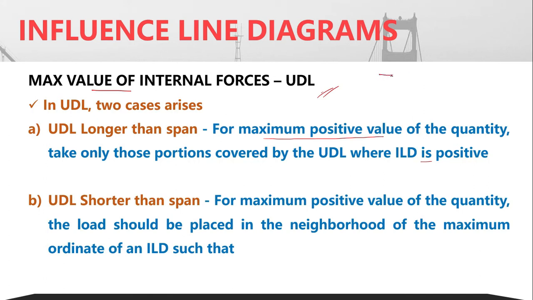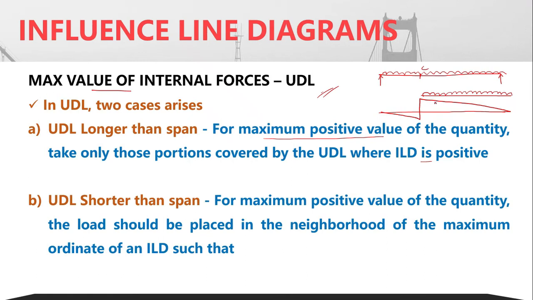Let me tell you one thing. For example, if you have a beam like this, and I am finding the maximum value of shear force at this section, I have the shear force ILD like this. Now, in order to find the maximum positive value of shear force, even though the UDL is there throughout, I place the UDL only here.